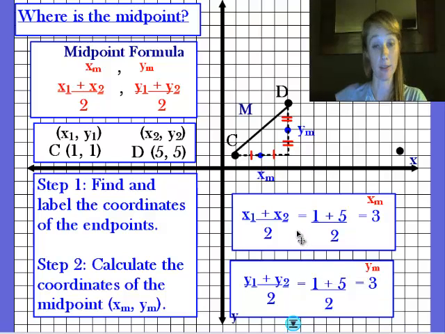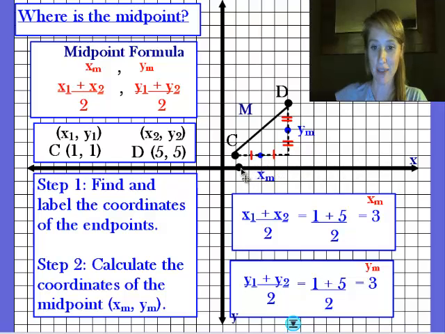I'm taking the values that I've labeled previously, 1 plus 5, divided by 2 as the average. And 3 is the x-coordinate of my midpoint. Likewise, I'm going to take the value of y1, add it to y2, and divide by 2, the average of my y values. 1 plus 5 divided by 2, which is also 3. So the x and y coordinates of my midpoint are 3, 3.